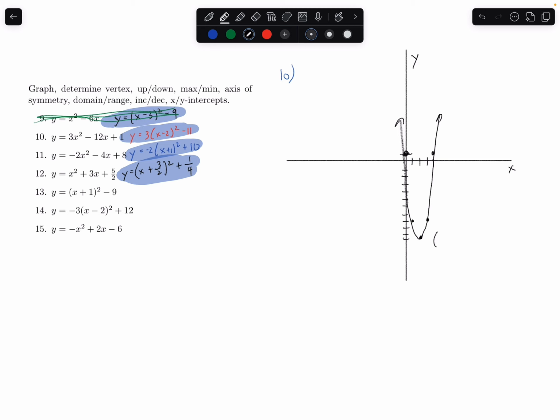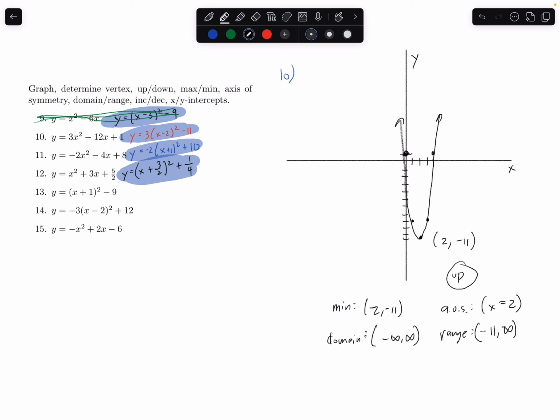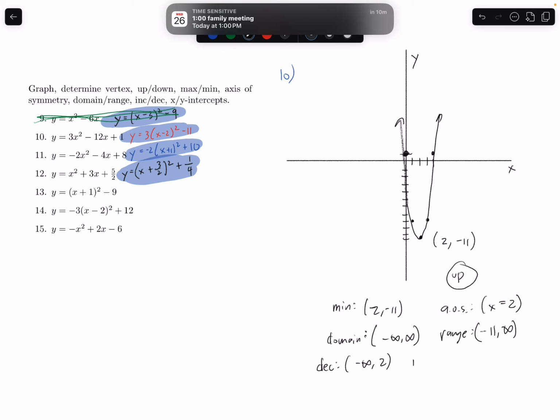Vertex is here at (2, -11). It's opening up, and it's got a min at the vertex (2, -11). It's got an axis of symmetry, the AOS for axis of symmetry, and that's x equals 2. Its domain is from negative infinity to positive infinity, like most of these are. The range is from negative 11 and upwards. Okay, where are we increasing? Well, decreasing first. Decreasing from negative infinity up until 2, and increasing after that, 2 to infinity.